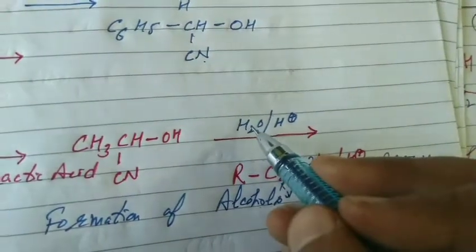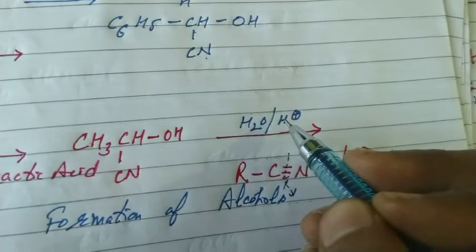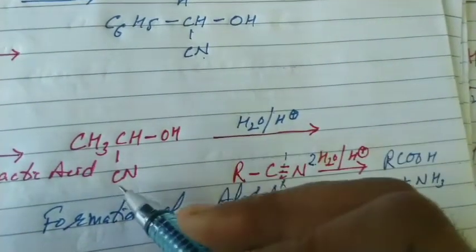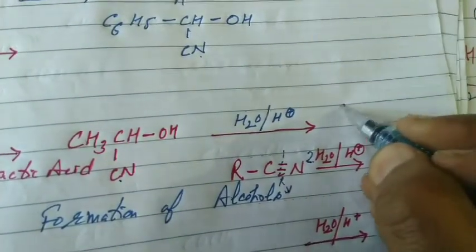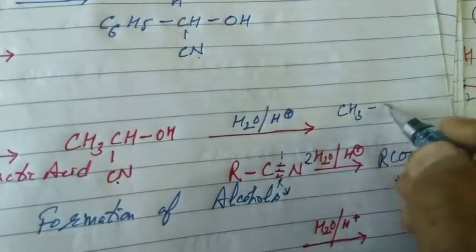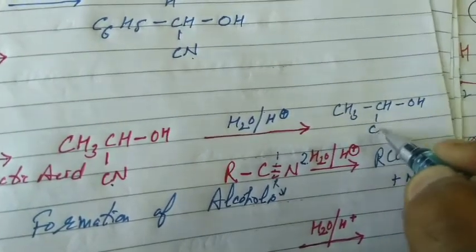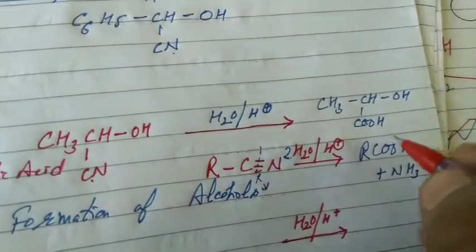In the same way, when we treat this product with water and dilute acid, what will happen? Complete hydrolysis. This part will remain inert. Only this change will happen. CN will change to COOH. What will happen, students? CH3CHOHCOOH. This compound is called lactic acid.